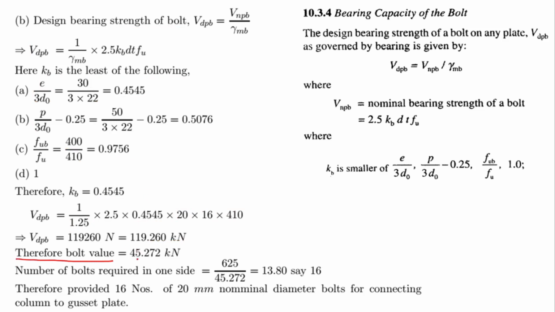Therefore, the bolt value will be the least of the strength of the bolt in bearing and shearing. So it will be 45.272 kilonewton, which is the shearing strength of the bolt. Therefore, number of bolts required on one side is 625 kilonewton divided by bolt value. So it is approximately 13.80, say 16. Therefore, provide 16 numbers of 20 mm nominal diameter bolts for connecting column to gusset plate. This is the design of the connection for the gusseted base.